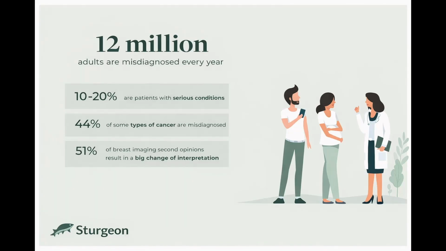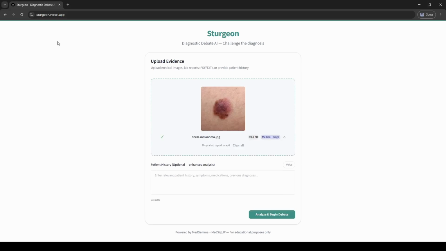Each year, millions of patients are misdiagnosed. In medicine, the right diagnosis often emerges from debate, clinicians challenging each other's assumptions. Sturgeon brings that diagnostic debate workflow to an AI team. Here's the workflow. I upload evidence, add clinical context, and Sturgeon generates a differential diagnosis.